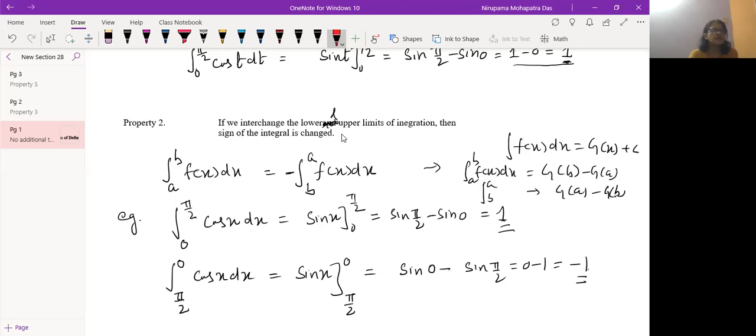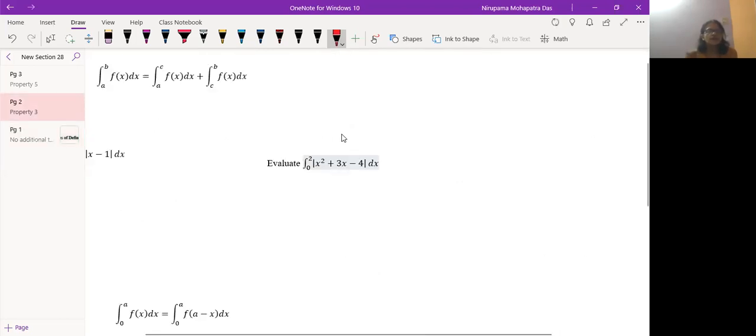Next, property number 3. The integral from a to b of f(x) dx is equal to the integral from a to c of f(x) dx plus the integral from c to b of f(x) dx. What is c here? c belongs to the open interval (a, b). This is property number 3.